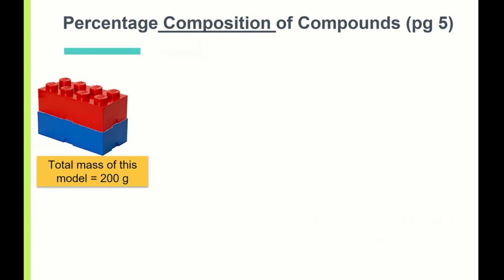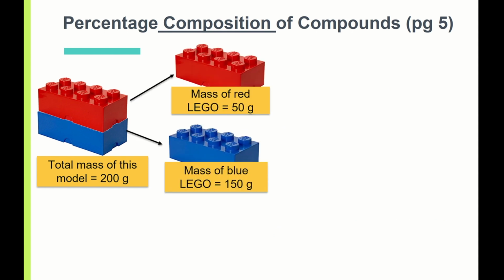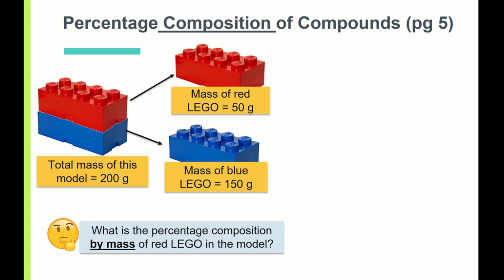Now I'm going to change my question. I'm telling you that the total mass of the model is 200 grams. One red Lego is 50 grams. One blue Lego is 150 grams. Now I'm going to ask, what is the percentage composition by mass? So out of this 200 grams, what's the percentage contributed by the red Lego brick? Pause the video, write down the working, find out the answer.